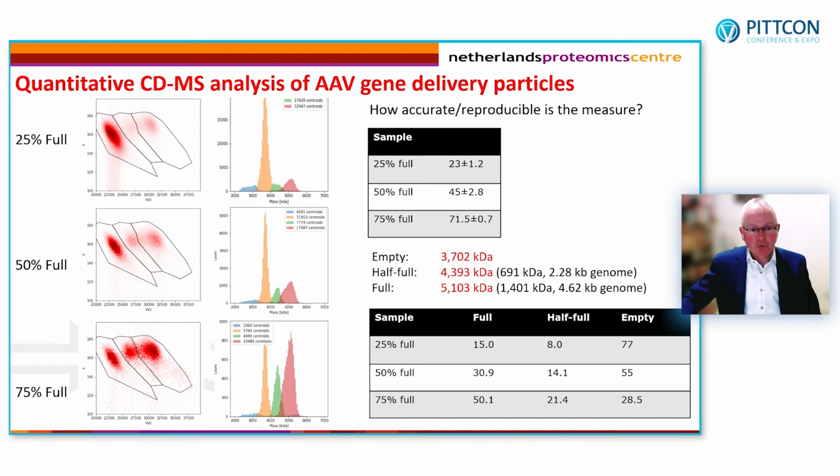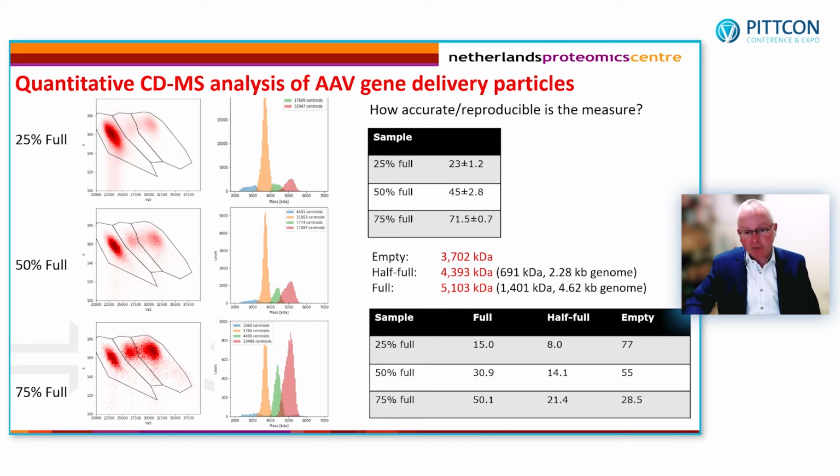Now, first of all, we show here that CDMS could actually measure all these 3 different sorts of particles and also quantify these particles. And our estimates of 25% full, 50% full, or 75% full were actually in reasonable agreement with the ultracentrifugation if we count the half-full particles indeed as full particles. And that's a distinction that centrifugation could not make.